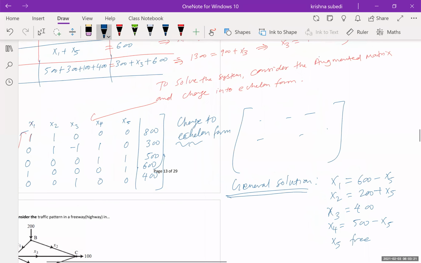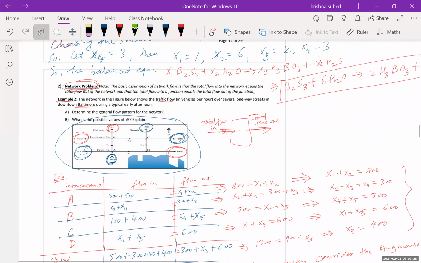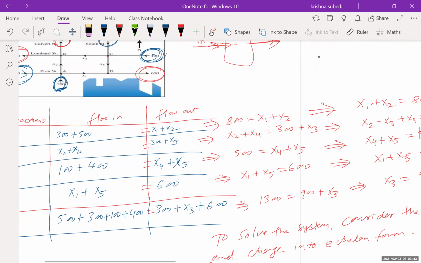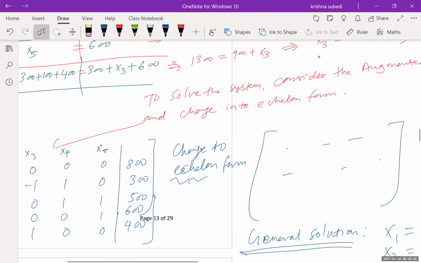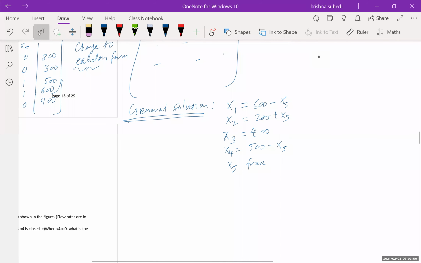Now in part B, let me go back to the question to see what we are supposed to do. In part A, determine the general flow pattern for the network. That means we need to find the general solution. That's what we found. Now part B: what is the possible value of x5? Let's look at that.